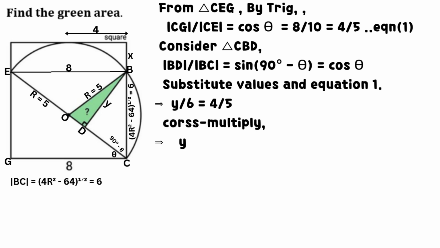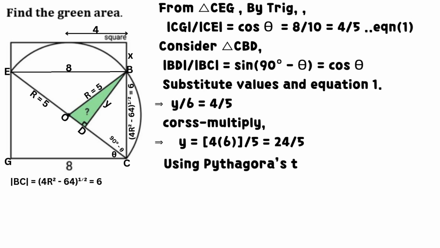Consider triangle CBD. Line BD divided by line BC equals sine of 90 degrees minus theta, which equals cosine theta. Substitute values and equation 1. It follows that Y divided by 6 equals 4 divided by 5. Cross multiply and we have that Y equals 4 times 6, all divided by 5, which equals 24 divided by 5.